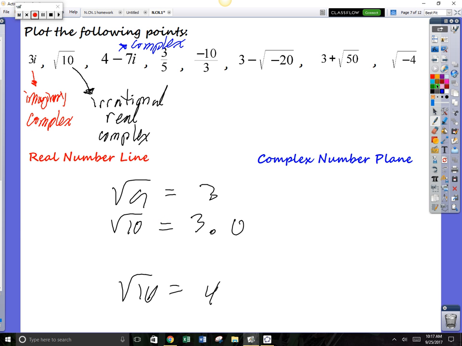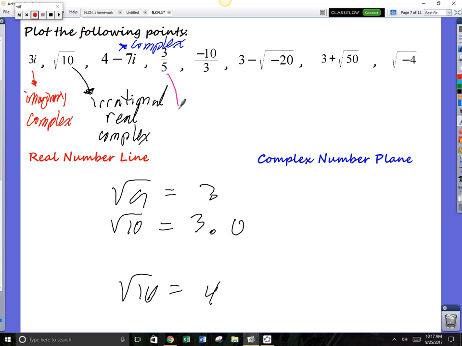Okay, what about 3/5? What are we going to say 3/5 is? It's a fraction, so it can be expressed as a quotient. It's simplified. 3 cannot be divided by 5, so it is rational. If it's rational, what else is it? It's real. And now if it's real, we're saying it is also complex.